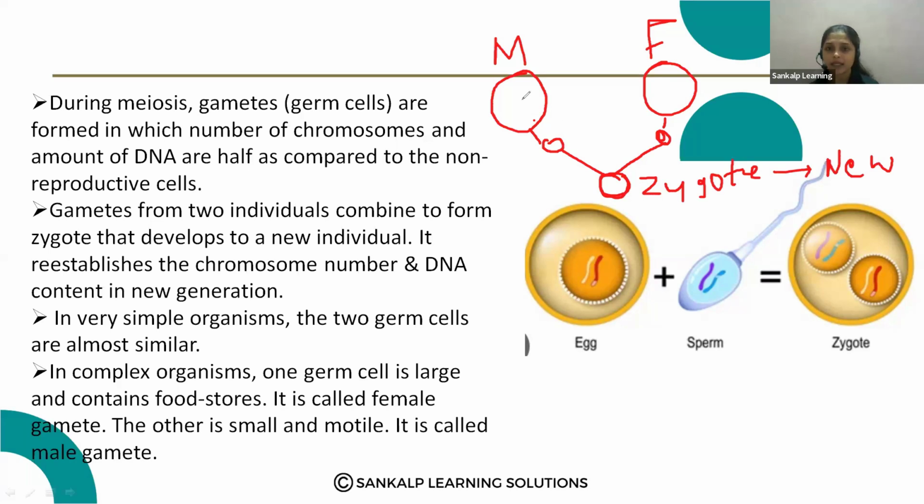But here these reproductive cells will undergo meiosis cell division. In meiosis cell division, the reproductive cells produce gametes that contain half the number of chromosomes that is present in the parent.